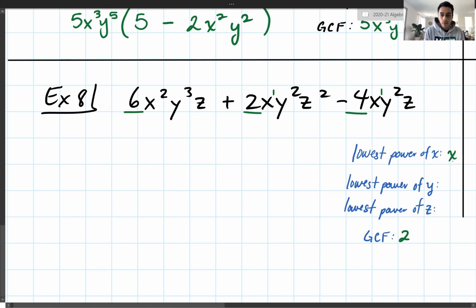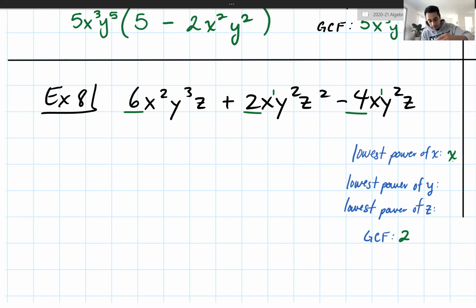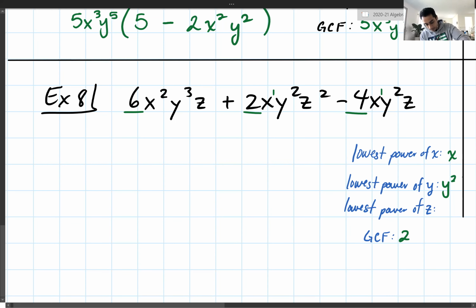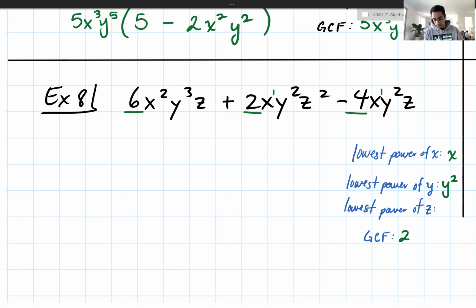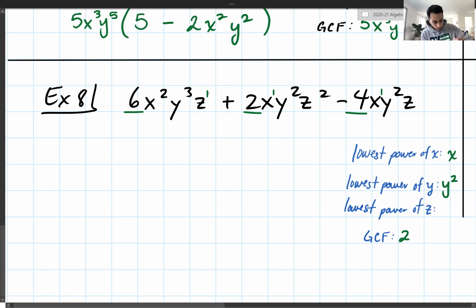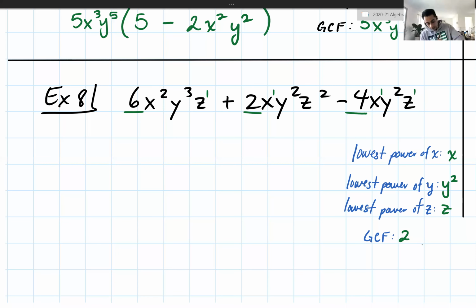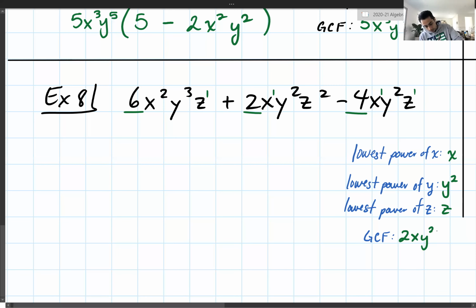The lowest power of y, it looks like we have y to the third, y squared, and then y squared again. So it looks like y squared would be that lowest common. And then we have z. They all have z as well. So z squared, and z, the lowest power there would be z to the first. So we can only factor out z. So then our GCF becomes all of them grouped together as a product. So it's 2xy squared z. That would be my GCF.